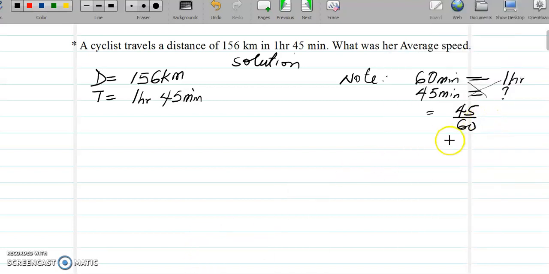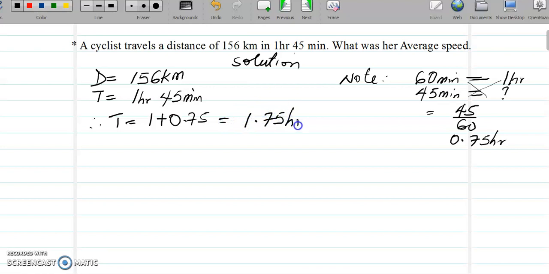So this gives us 0.75 hour. Then my time is 1 hour plus 0.75, which gives me 1.75 hours. So please, you must convert the minutes to hours.